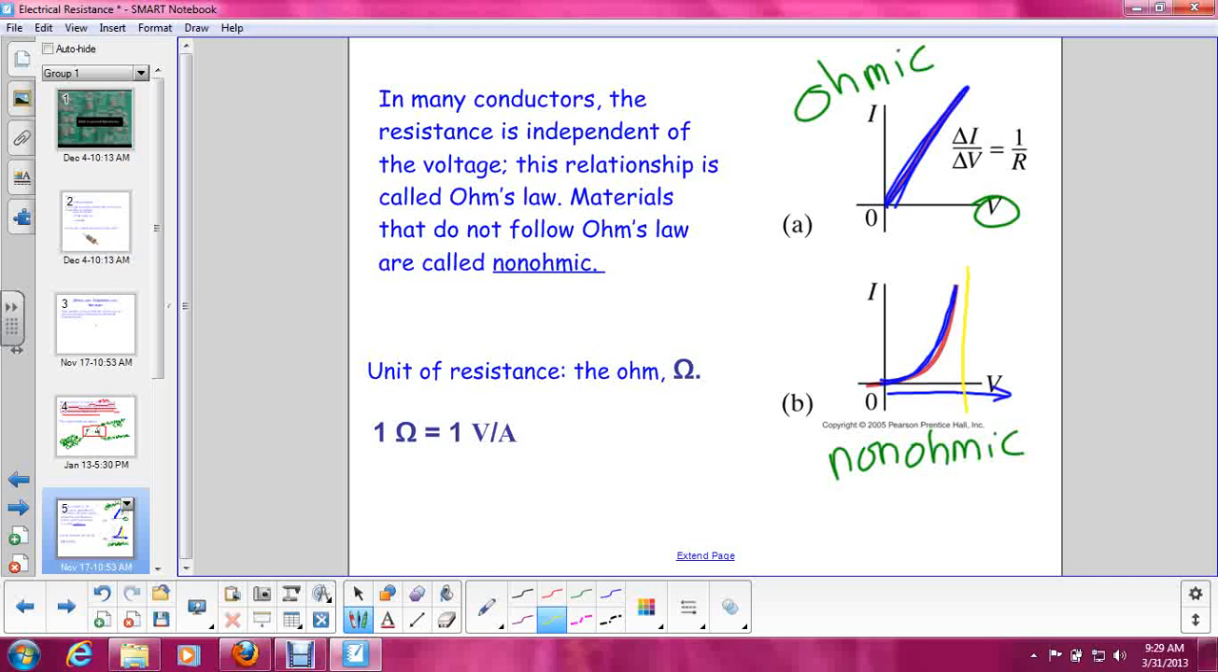Now we measure resistance in ohms. And the ohm has a very special symbol. This is the capital omega. So if I want to say my resistor has a resistance of 3 ohms, I don't write OHMS after. I write 3 and then the omega symbol. So this is what your units will look like for resistance.